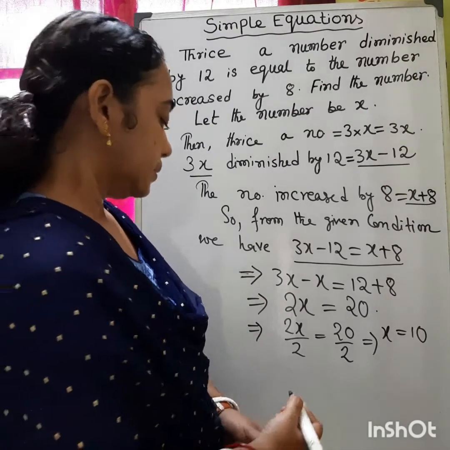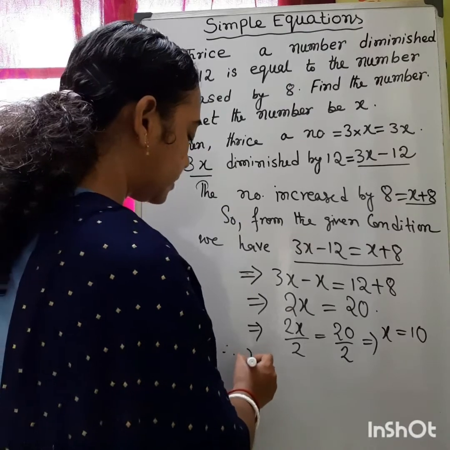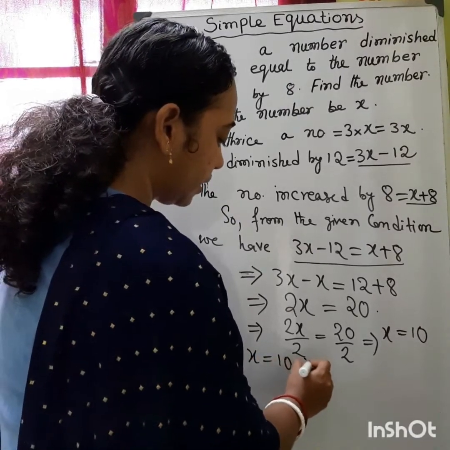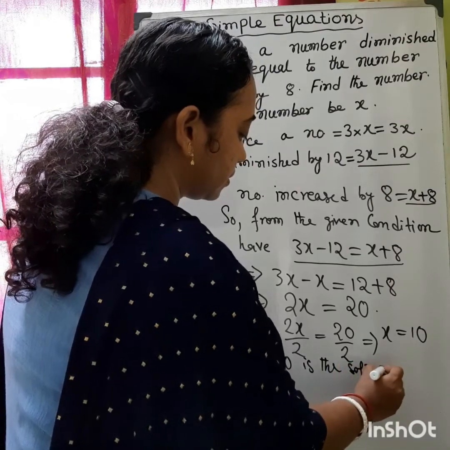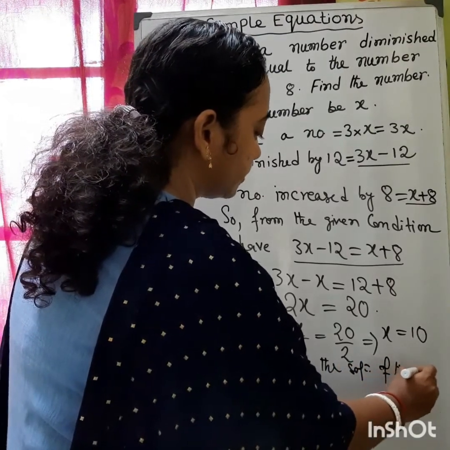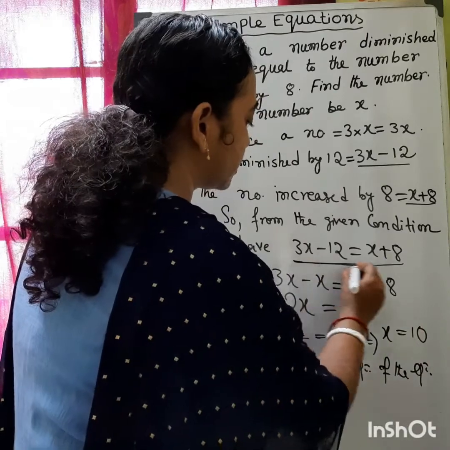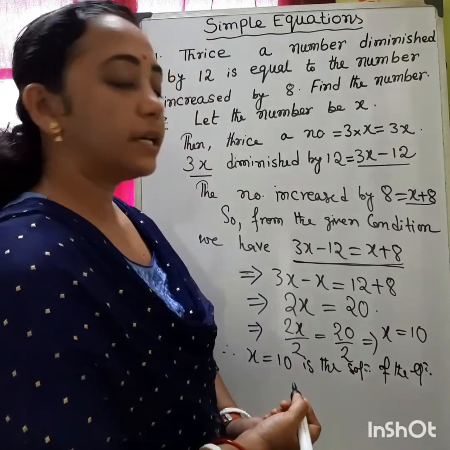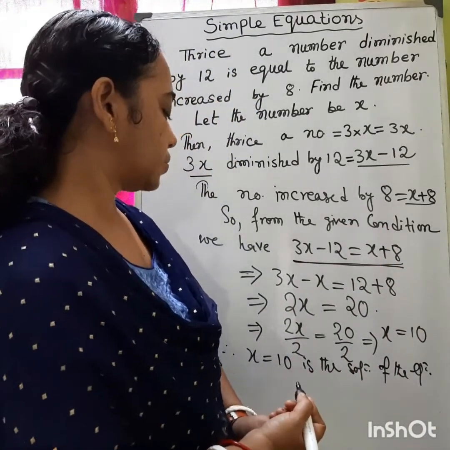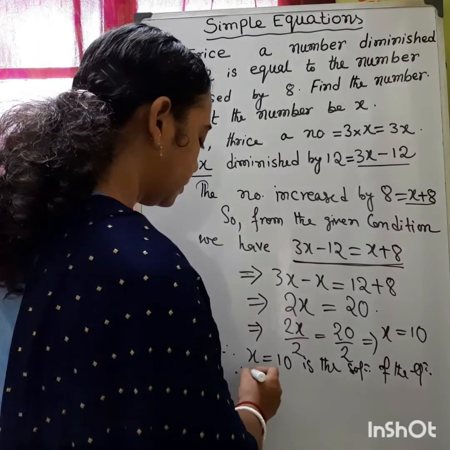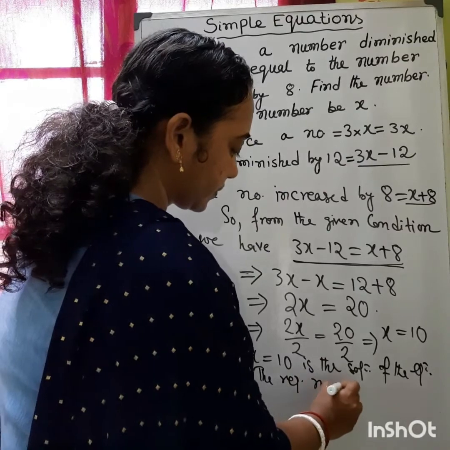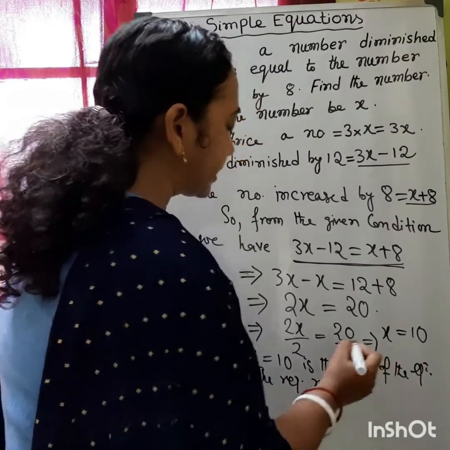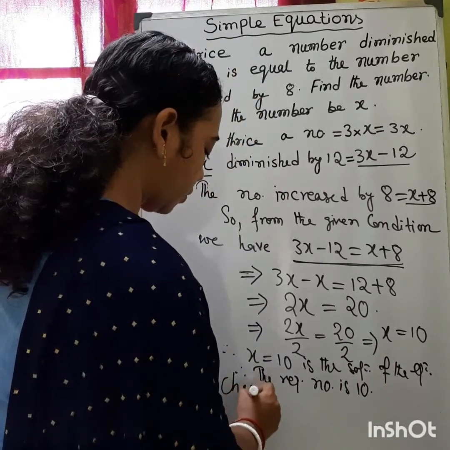Now we can say that x equal to 10 is the solution of the equation. Which equation? This equation. But here x is the required number also. So therefore the required number is 10. Now let us check whether this result is correct or not.